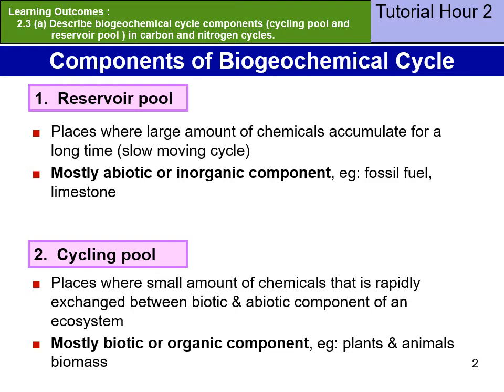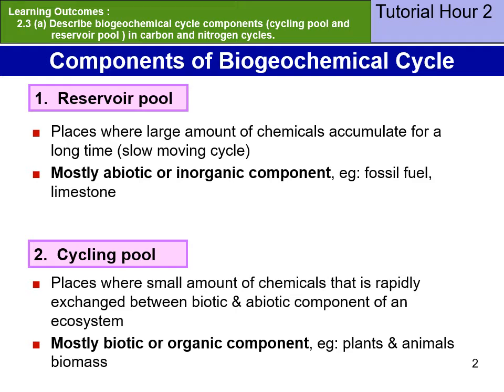So what is the biogeochemical cycle? Biogeochemical cycle is the cyclic movement of chemical elements, including carbon, oxygen, and nitrogen, between biotic, meaning living organisms, and abiotic components, the atmosphere of Earth. Biogeochemical cycle has two components. The first one is the reservoir pool, and the second one is the cycling pool.